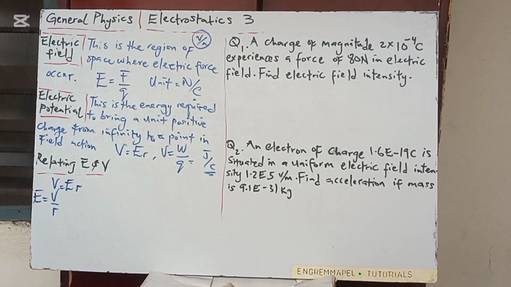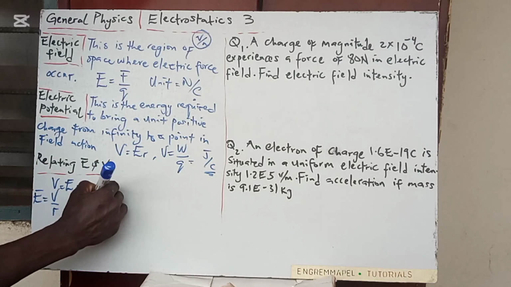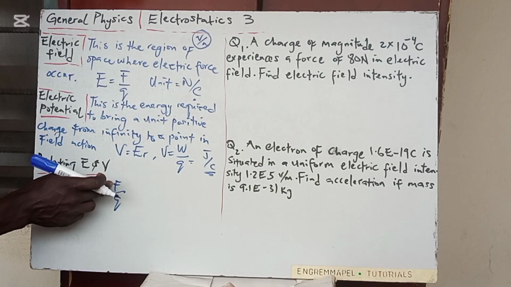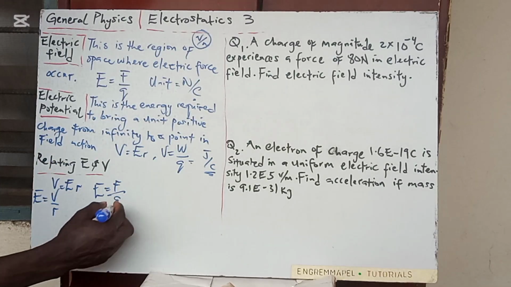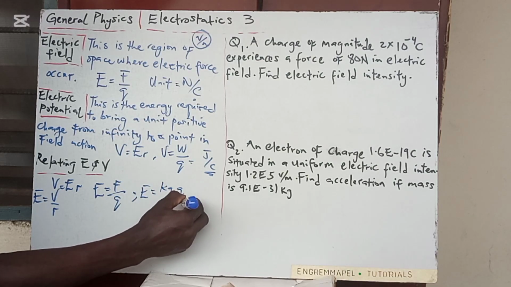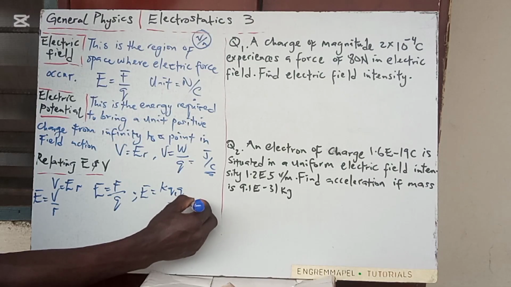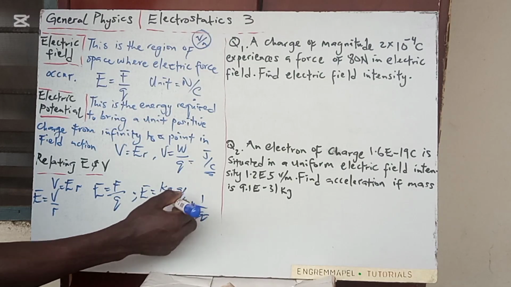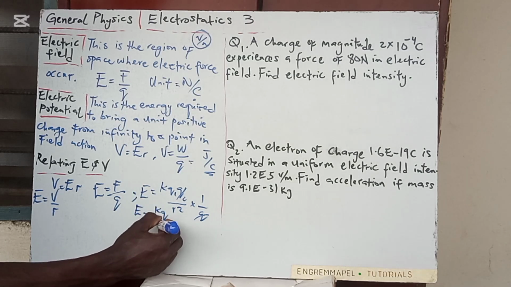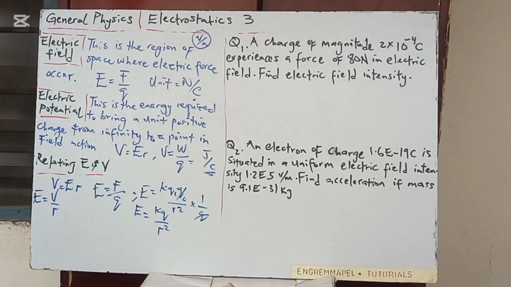From there, I can insert Coulomb's law. I can have E equals F over charge, from here. So I can insert this force, which is KQ1 Q2 over R square. If I insert that, I'll have E equals KQ1 Q2 over R square multiplied by 1 over Q. So this Q can cancel one of these Q. You have your electric field intensity to be KQ over R square. So that is another formula for electric field intensity: KQ over R square.